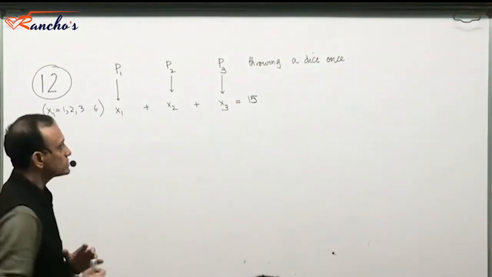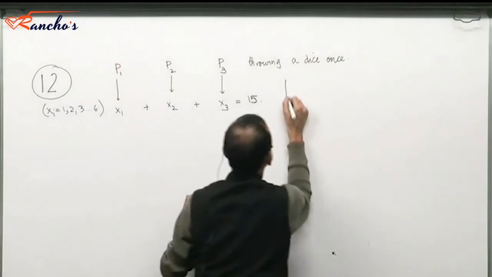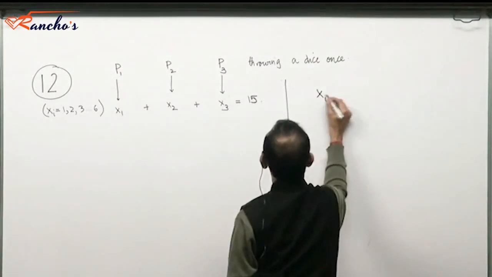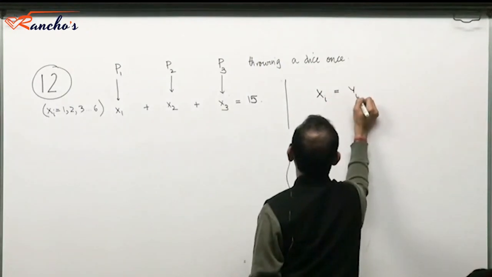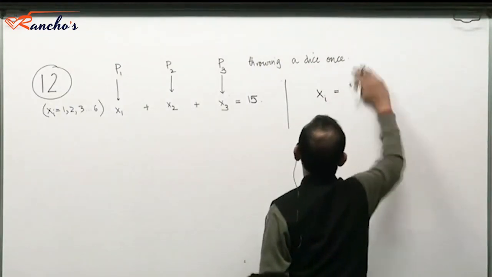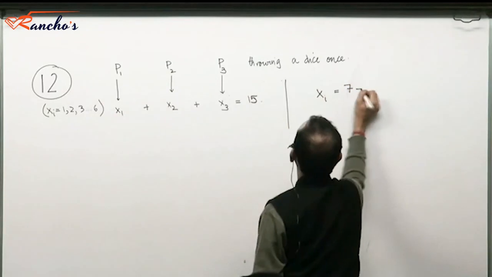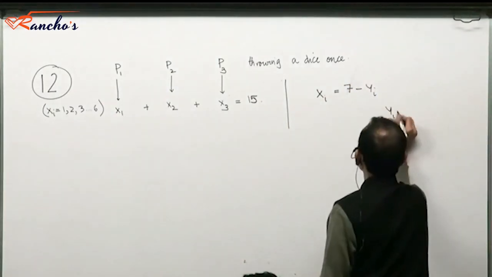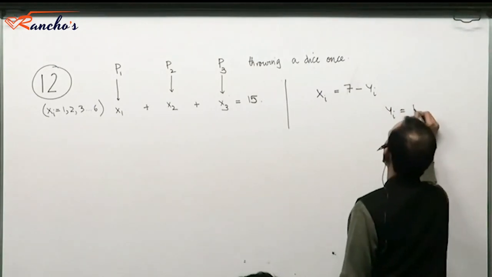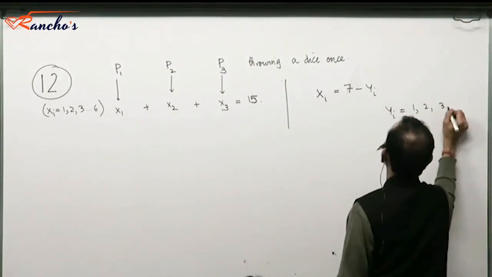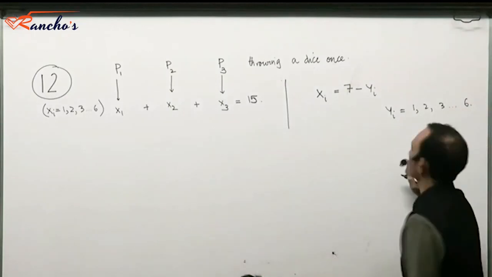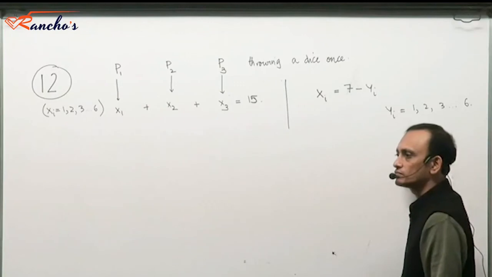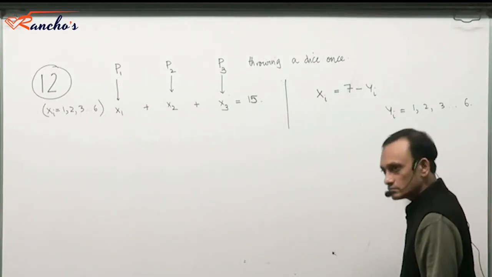Now I transform this a little bit, and you'll see the reason why I do this transformation. Any of these xi's I write as 7 minus yi, where yi's will now take values like 1, 2, 3, up to 6. Yes or no? Right?